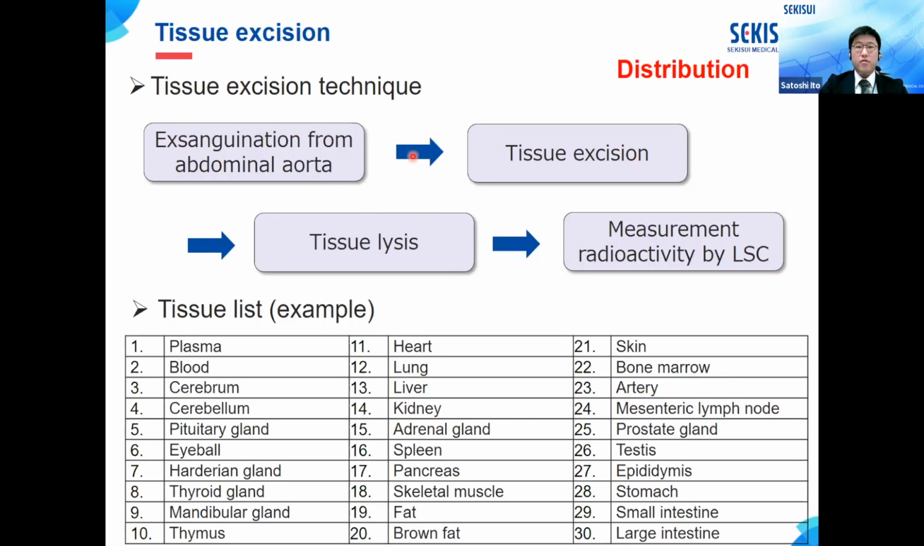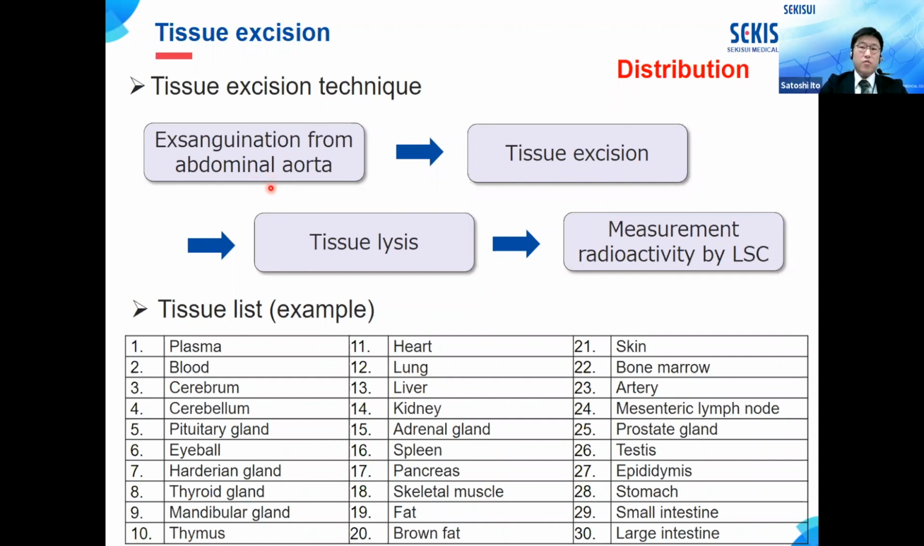There are two techniques to evaluate tissue distribution. One is the tissue excision technique, and the other is QWBA. The QWBA will be explained on the next page. The tissue excision is a preferred technique for conducting metabolite analysis of the collected tissue.